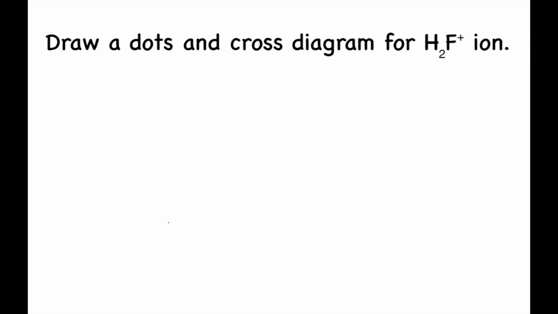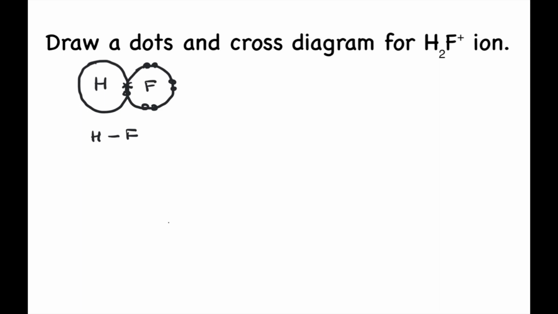So if we start by drawing the actual structure of the HF molecule, which is just a simple covalent compound, let's just draw that out. 7 electrons on fluorine and 1 on hydrogen, so it's forming a single covalent bond.